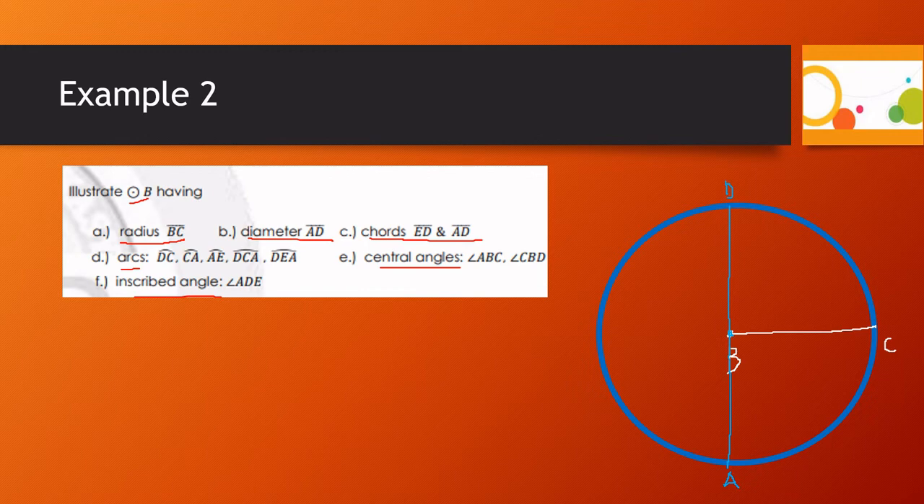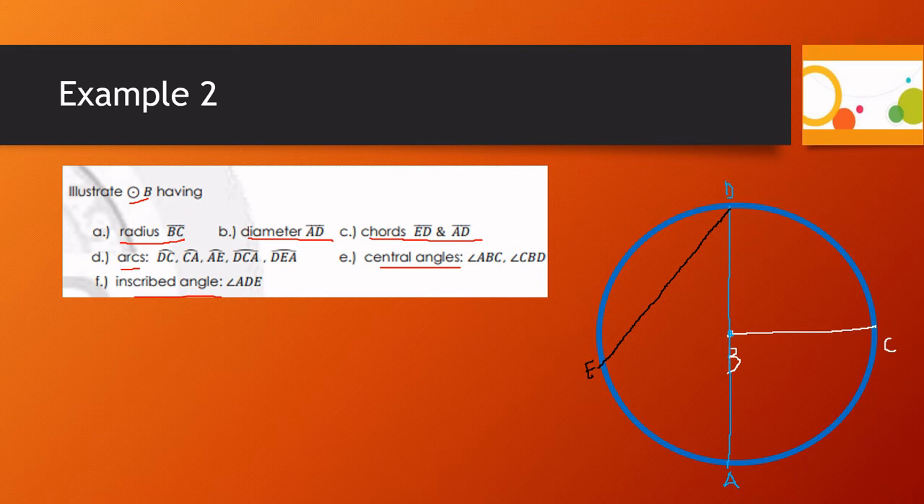Next is the chord. Since you already have chord AD, because every diameter is a chord, we will just draw line segment ED. So, you have point D, just draw this. This is point E. Okay? So, this will be your chord, line segment ED. Then, line segment AD.